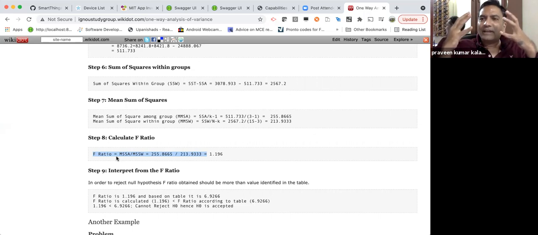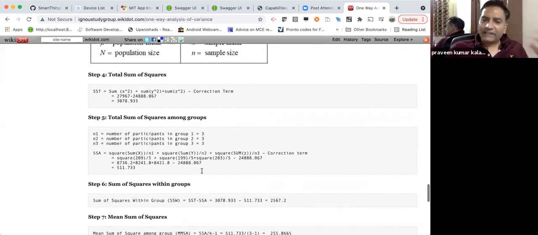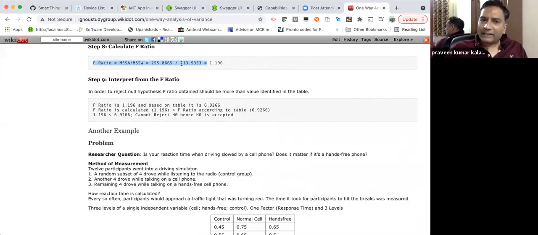So my primary interest area is what is the variation between these groups. My primary interest area is not within the group. Hence, within the group is my denominator. Among the groups, that is between the groups, is the numerator. So the higher variation is between the groups, lower variation within the groups, I have a bigger F.